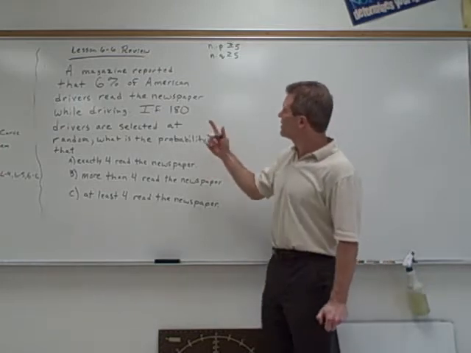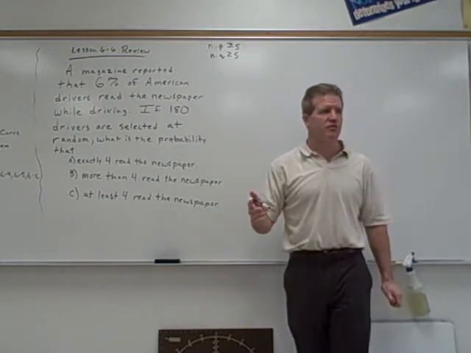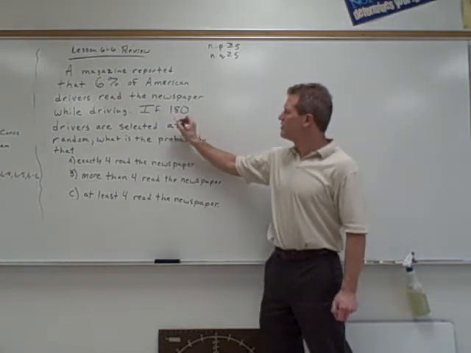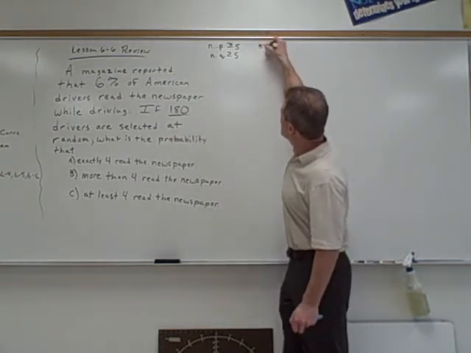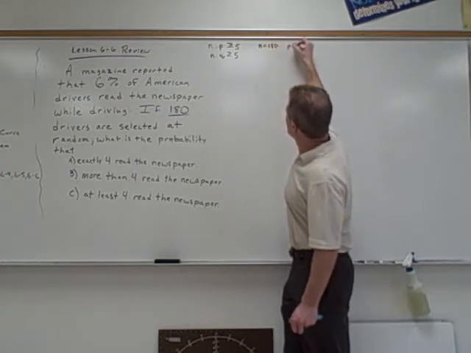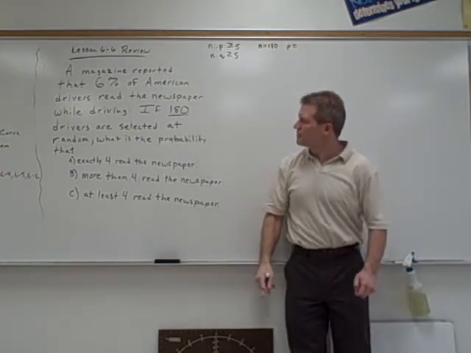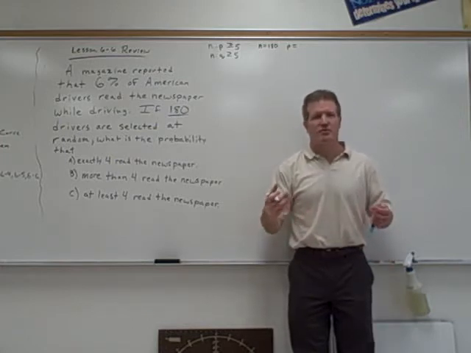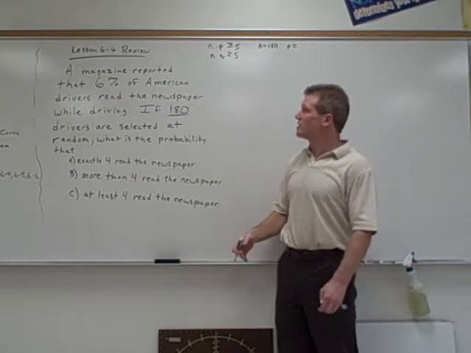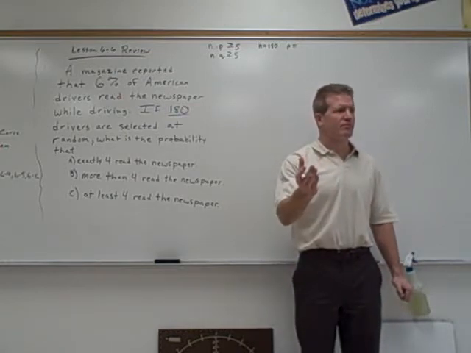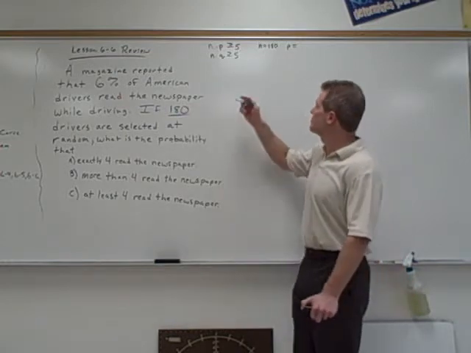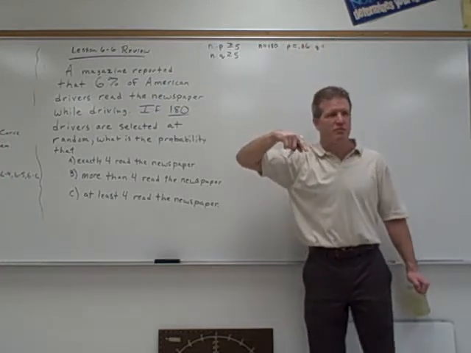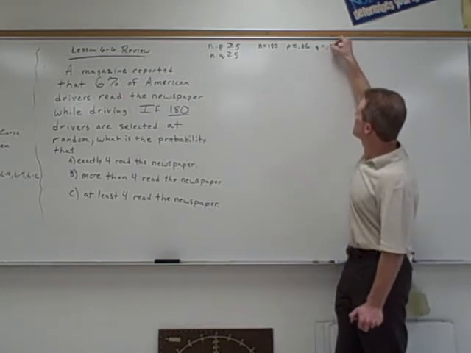So let's figure out what n, p, and q are, and then we'll determine if we can use the normal curve. n is your sample size. In this case, we're talking about 180 drivers, so n is equal to 180. p is the probability that if you go up to a driver and ask if he or she reads the newspaper while driving, they would say yes. What are the chances? 6%. So p is 0.06. q is the probability that they won't read the newspaper, which is 1 minus 0.06, or 0.94.